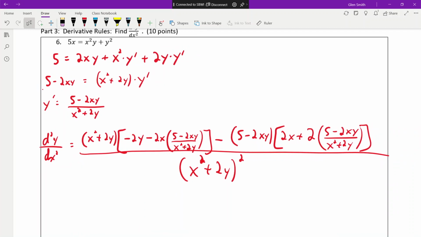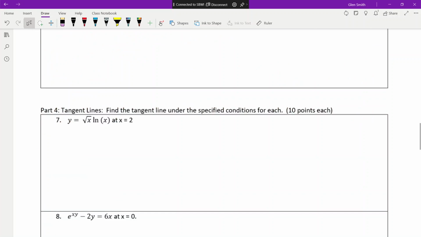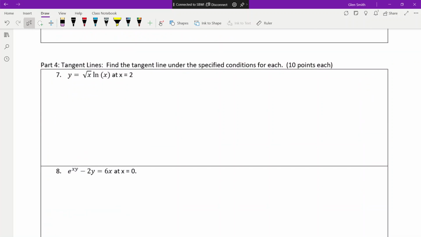Cool. So that looks like a big nightmare. We're not going to simplify it. We're going to leave it like that. Okay? Questions? What I was looking for was that tangent lines are x, y, slope. Guys, we're allowed to have weird numbers here. I think that messed with some of you.